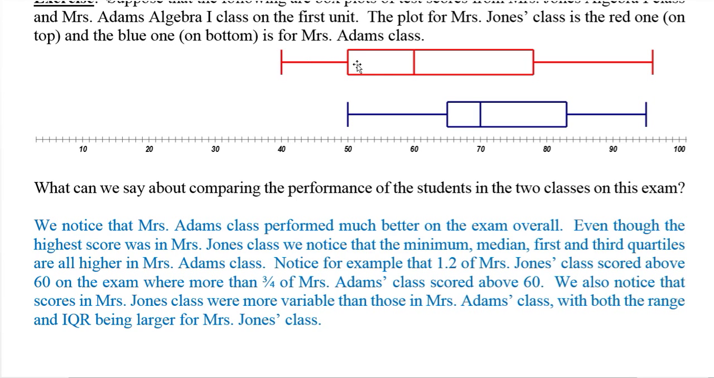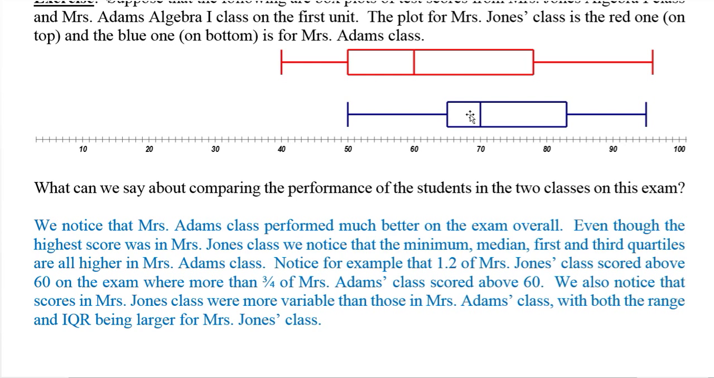So we see that on average, Mrs. Jones' class didn't do as well. And also there's a bigger range here. We went all the way from 40 up to 96 for Mrs. Jones' class, whereas the scores are much more closely packed in here.